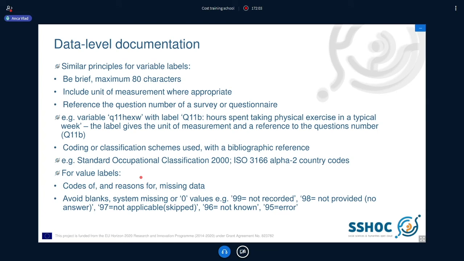Sorry, perhaps I'm moving a bit too fast. Looking at variable labels, some of the same apply. So make sure that they reference the question text and that it includes units of measurement where applicable. Value labels as well: ensure that these are described, as well as that missing values, for example, are declared and differences between these are recorded separately, so missing as opposed to skipped questions, etc.